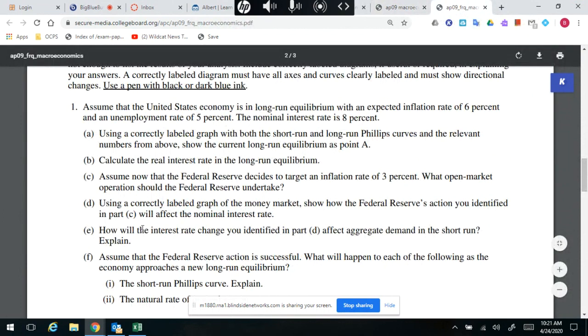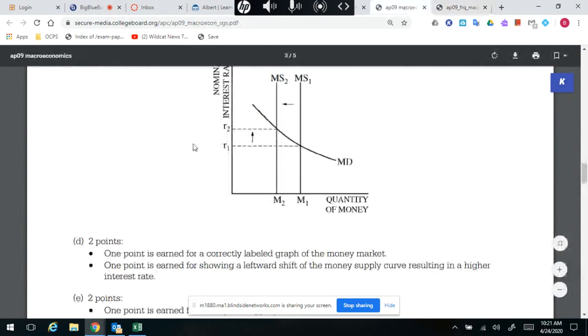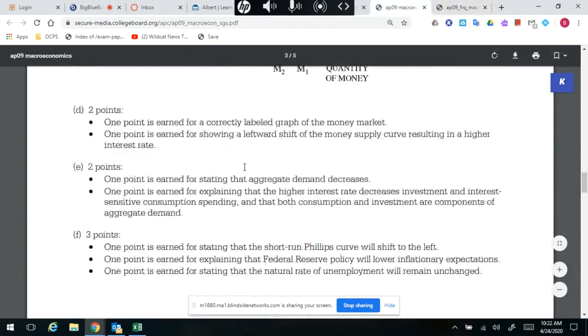How will the interest rate change you identified in Part D affect aggregate demand in the short run? Explain. We just did that. It's going to be more expensive to borrow the money. So you're going to see a drop in I sub D and C, what they call interest sensitive consumption spending. So consumption and investment are components of AD, so AD will go down.